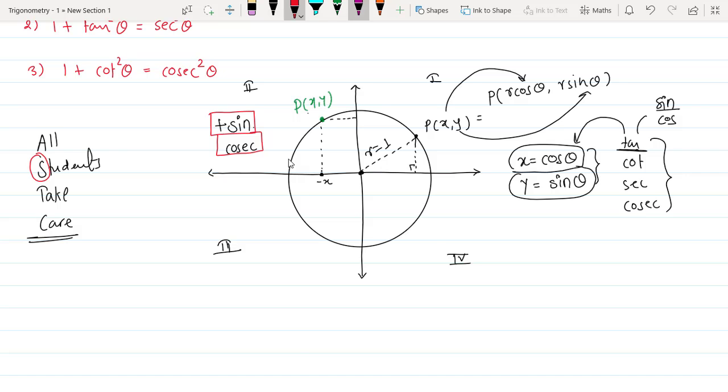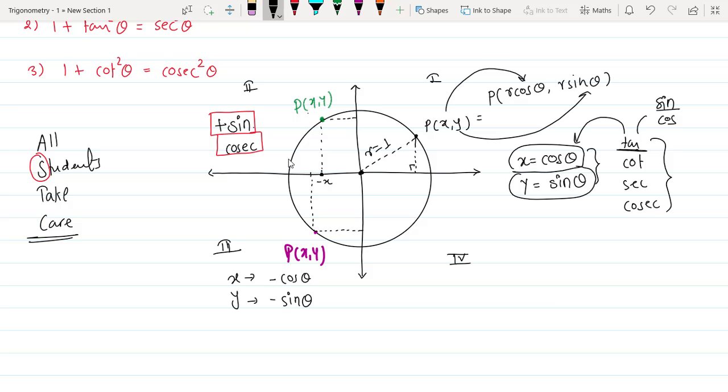Now coming to the third quadrant, let's take P(x, y). Now which coordinates become negative? Both x and y are negative. So here in this third quadrant, both x and y are negative. Means I will get minus cos theta and I will get minus sin theta. Are you getting this?